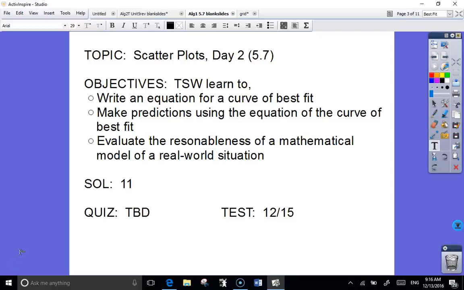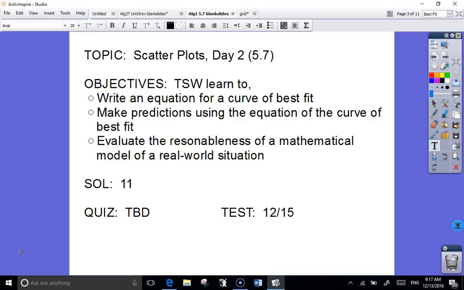Scatter plots. What's a scatter plot? Okay, that's part of it. Who else? What's a scatter plot? Sid. It shows a bunch of points, right? And are all the points on one straight line? Exactly? Nah, not necessarily.